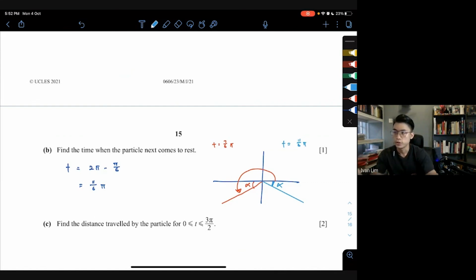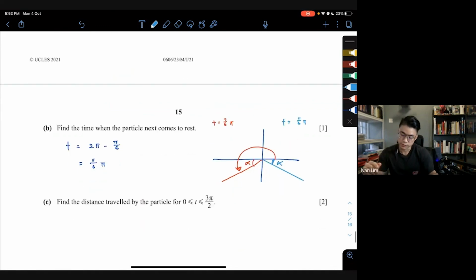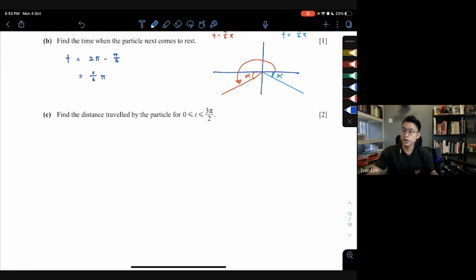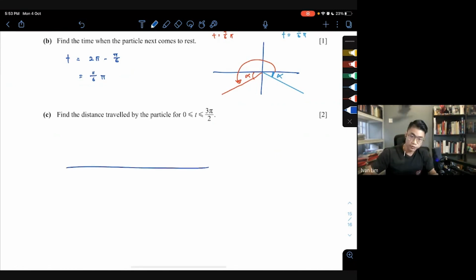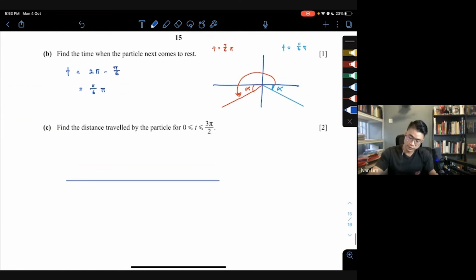Then they say find the distance traveled by the particle for 0 to 3 pi over 2. Not displacement, so distance. How do we do it? We have to draw it out. They want until 3 pi over 2, right? Why I highlighted just now these two values is you need to see the time where it stops, whether it's within this range or not first.